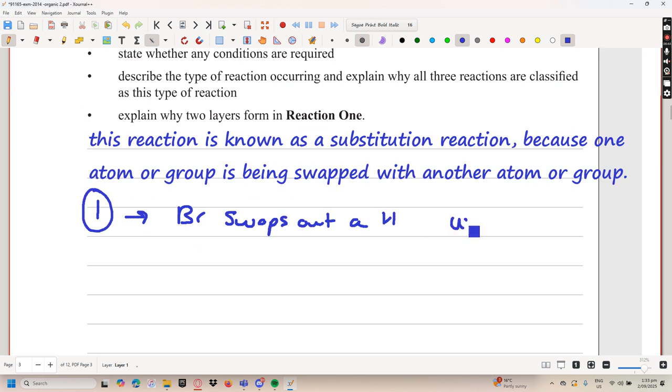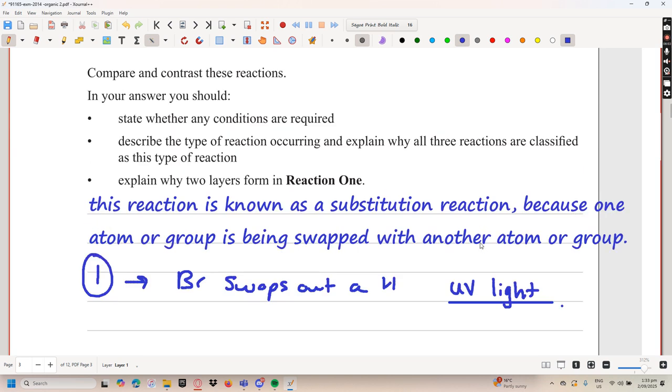This thing requires UV light. That is a requirement. If you've done level 3 physics for whatever reason, you might actually know why that is. It's to do with electron energy levels, and bromine needs to be excited by UV light.